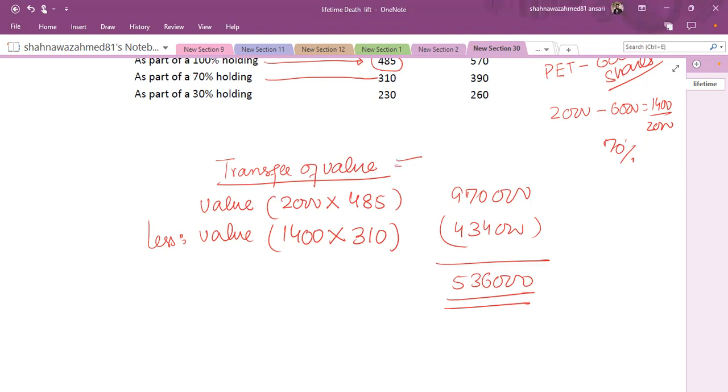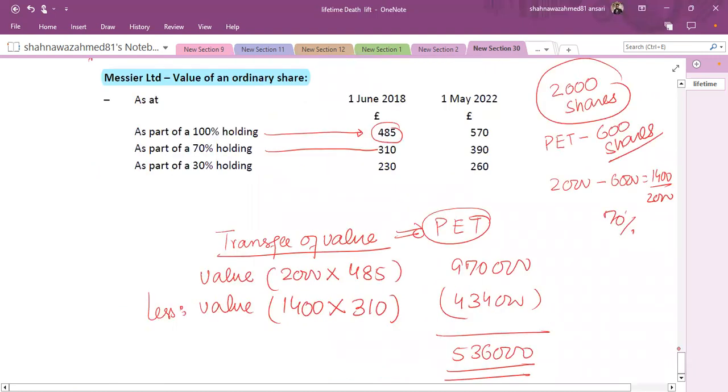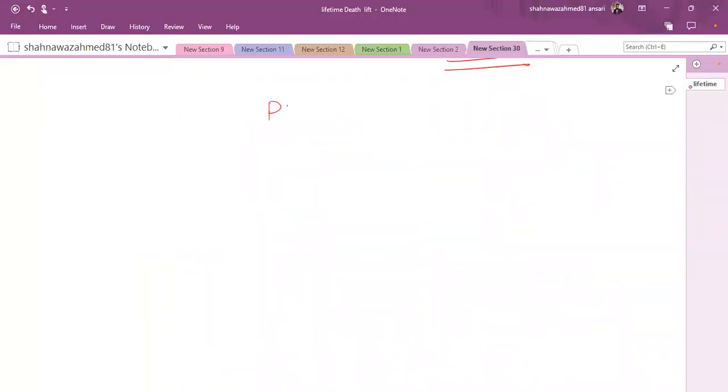As this is a potentially exempt transfer and the donor dies within 7 years, because this was made in June 2018, as you can see, and the death is on 1st May 2022, so it means we have 19, 20, 21 and 22, so it's within 3 to 4 years. The death is within 3 to 4 years. There will be a taper relief as well. As it is a potentially exempt transfer, at the time of death it becomes taxable.